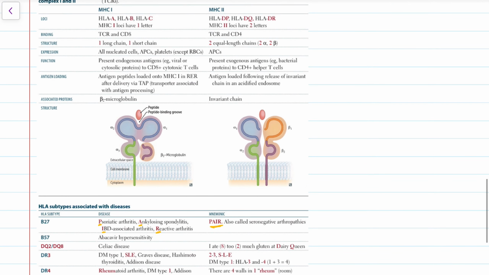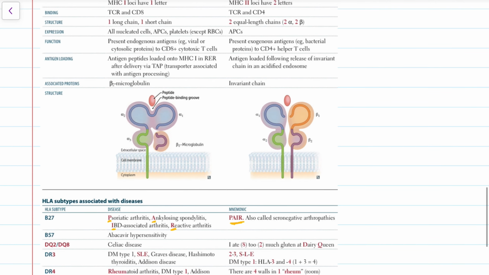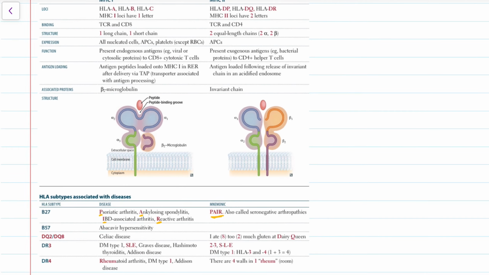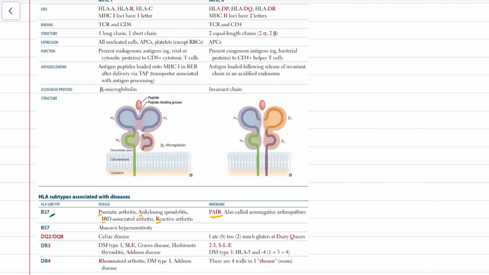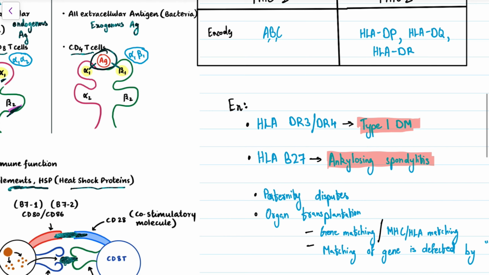So yeah, these HLAs or human leukocyte antigens are associated with certain diseases, in certain subtypes, such as the HLA B27. In that, it leads to psoriatic arthritis, ankylosing spondylitis, IBD associated arthritis, and reactive arthritis. And with the B57 gene, abacavir hypersensitivity occurs. And in the HLA DR3 or DR4, type 1 diabetes mellitus occurs.